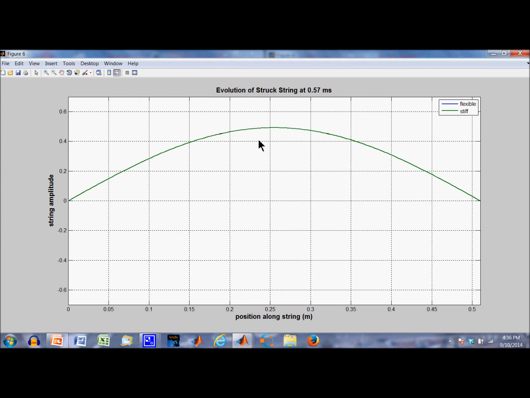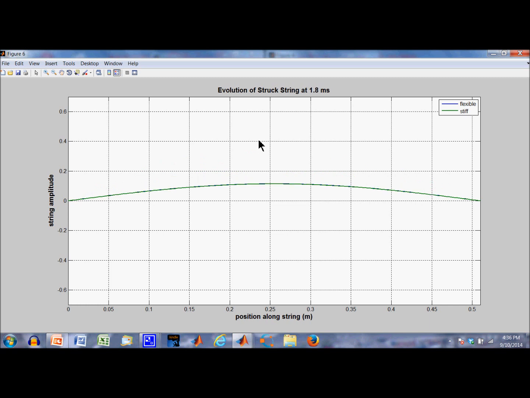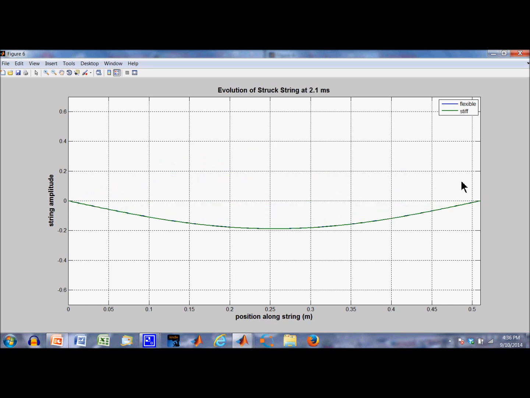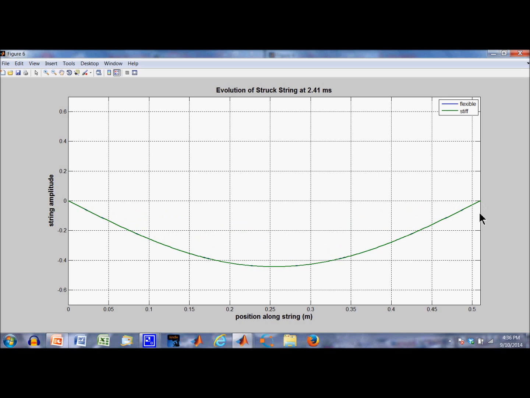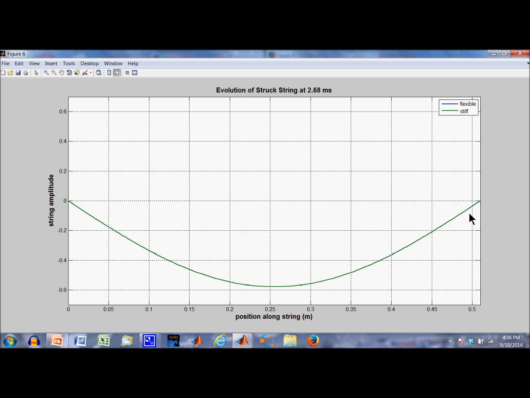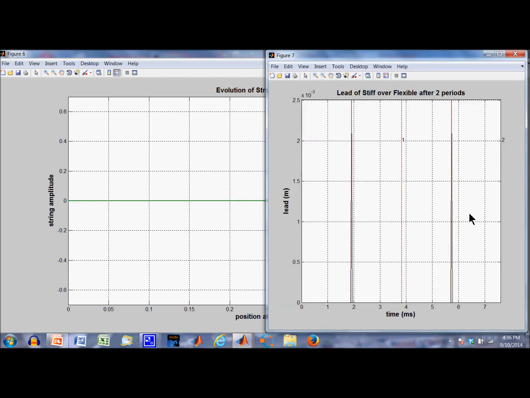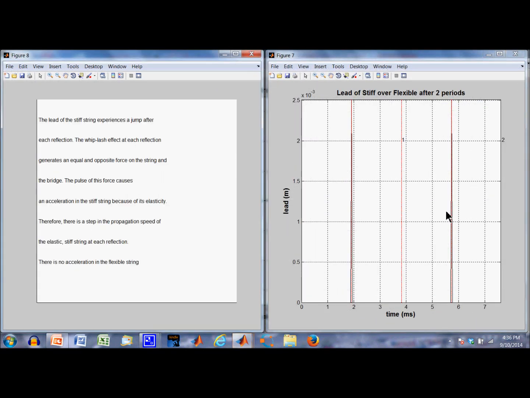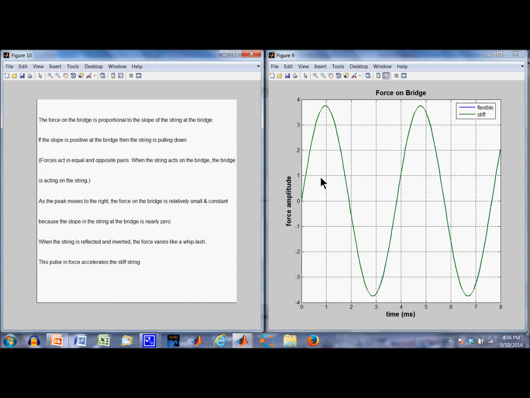You can see the stiff and the flexible stay right together. And you can also see that there's a smooth progression in the changes of the slope of the string over here at the bridge for both stiff and flexible. Okay, that's one period. There's nothing to show here. Here's a picture of the force. See how smoothly the force changes.